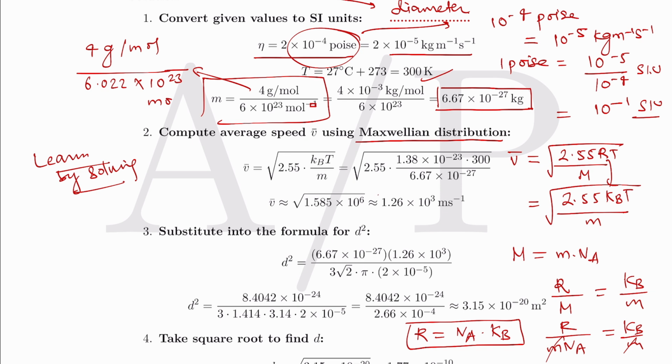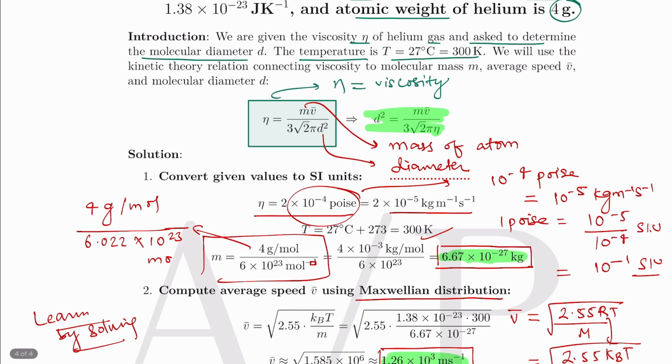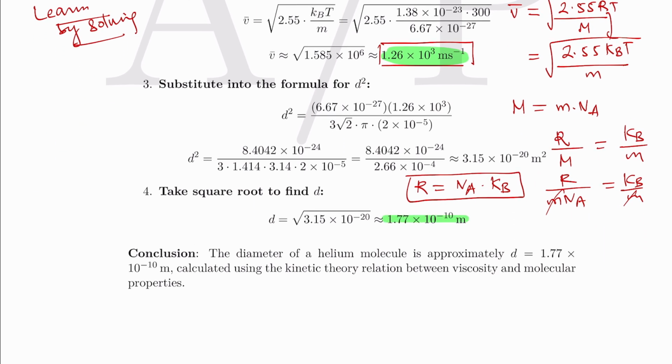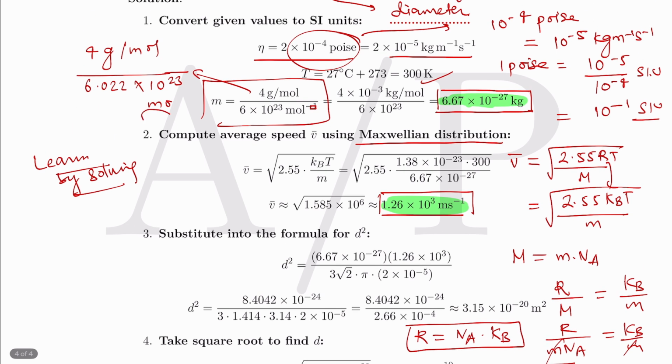So in that way, the average speed is going to be 1.26 multiplied by 10 to the power 3 meter per second. Now you have each and every ingredient ready, like this mass and this average speed, and you can plug all this in along with the viscosity to get the diameter. In that way, the diameter will be around 1.77 multiplied by 10 to the power minus 10 meter. So you can simply write 1.77 angstrom is the diameter of that particular atom. And here, of course, we have used the Maxwellian distribution, which is evident from this average speed.